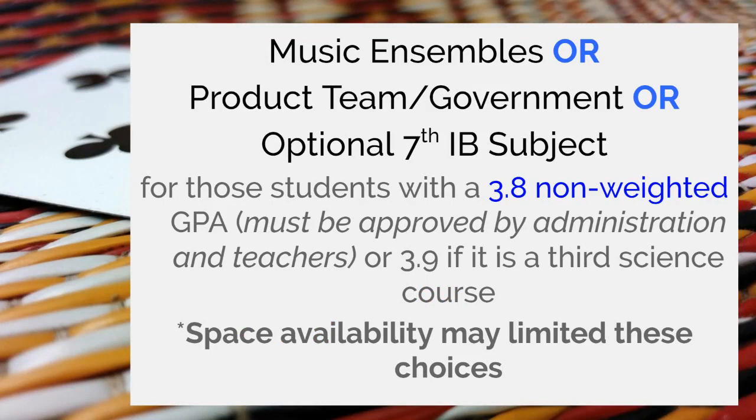Some students wish to take on the responsibility of a 7th IB course. Due to the stress load and discipline required for such an endeavor, the IA requires a 3.9 unweighted GPA to enroll in a 7th subject.